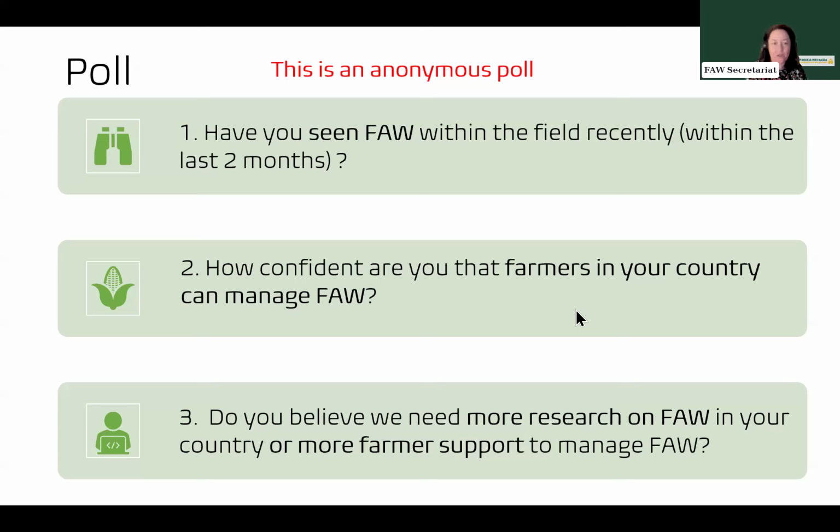Okay. How confident are you that farmers in your country can manage fall armyworm? Extremely confident, confident, not very confident, not confident at all. Maybe farmers won't be able to grow maize, sweet corn in the future because of fall armyworm. And 3, do you believe we need more research on fall armyworm in your country, or more farmer support to manage fall armyworm? So have a go at that.